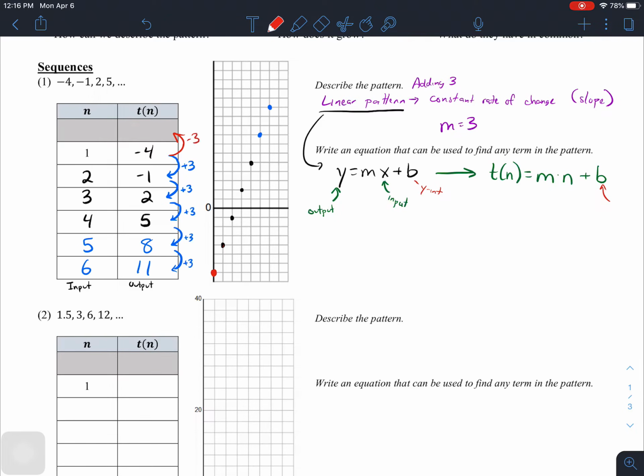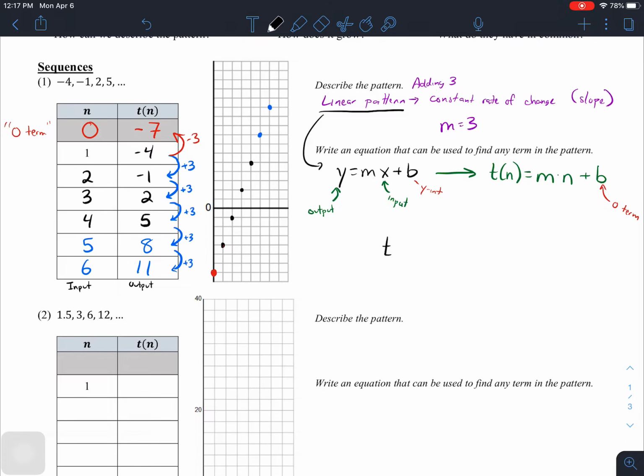Or I could think of it from the table. If I'm going backwards, I'm going to do the opposite. I'm going to subtract 3. And so this right here would be -7. And we refer to that in this chapter as the zero term. The zero term is -7. And that's really what your y-intercept would be. So we consider this our zero term.